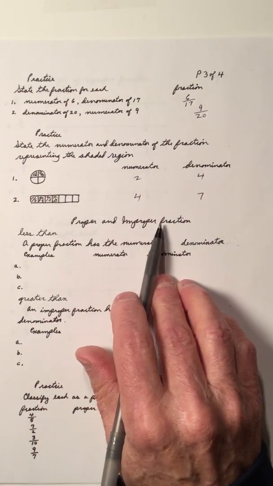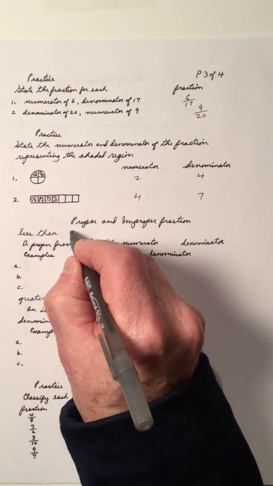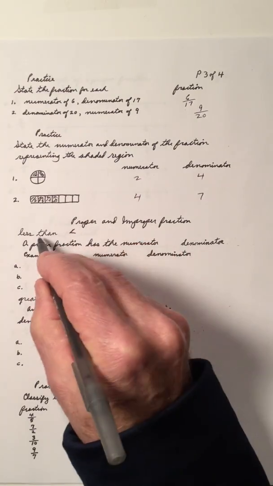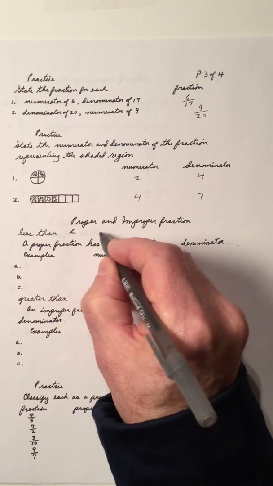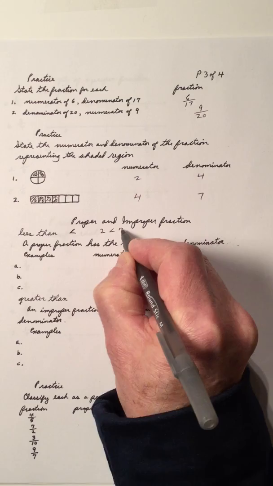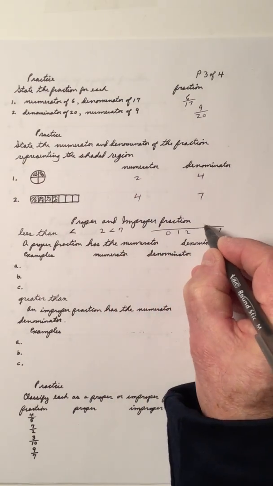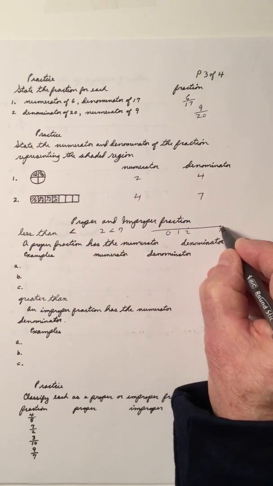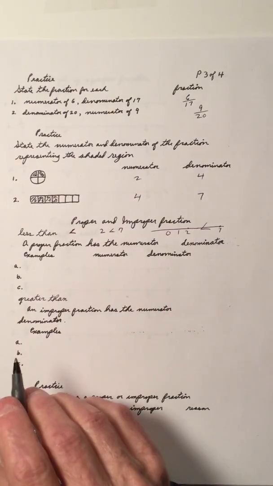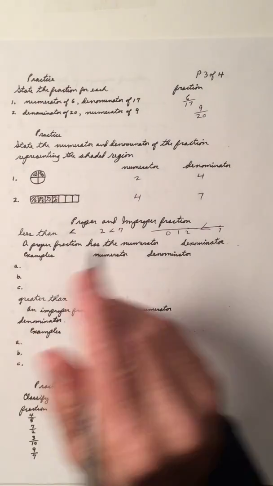Proper and improper fractions. Let's explain some terms first. Less than has this symbol, an arrowhead pointing to the left. If I said 2 is less than 7, notice on the number line, when you have 2 and you have 7, 2 is to the left. So the arrow is pointing to the left. Less than is to the left. A number is on the left of the other one.